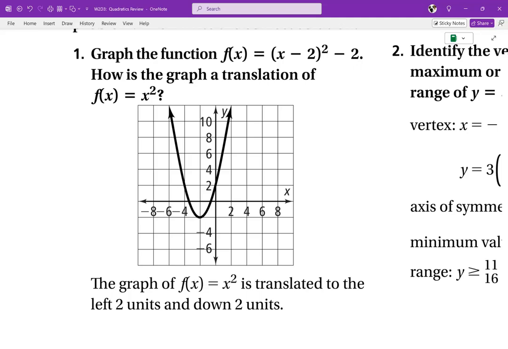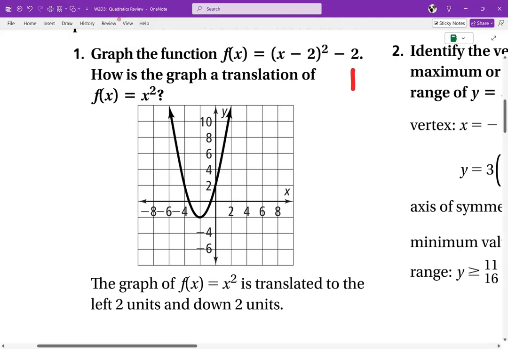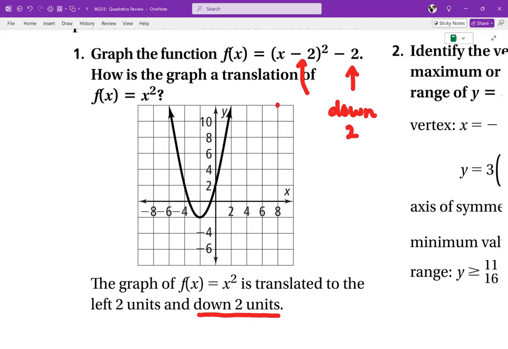Now, if you look at the formula that they gave us, x minus 2 quantity squared and then minus 2, let's look at a couple of different pieces here. That number, minus 2, which way does it move the graph? Down, right? So this is down 2, so down 2 makes sense. That means that the error has to be left 2 units. Remember, if it says minus inside of here, then you have to go right.